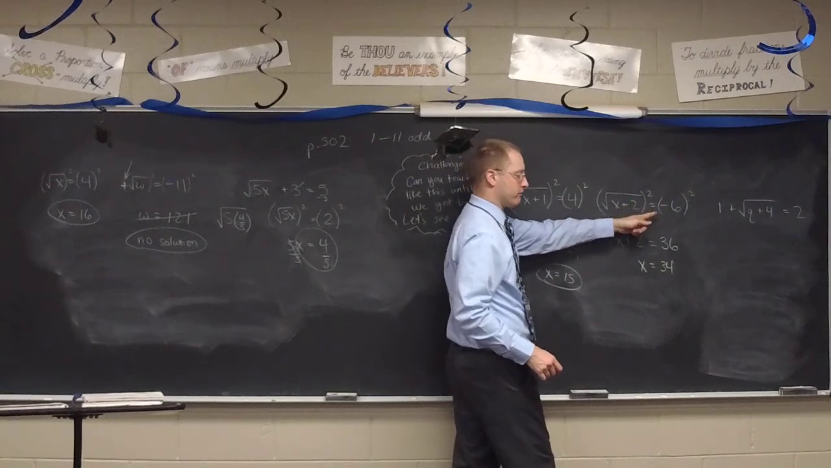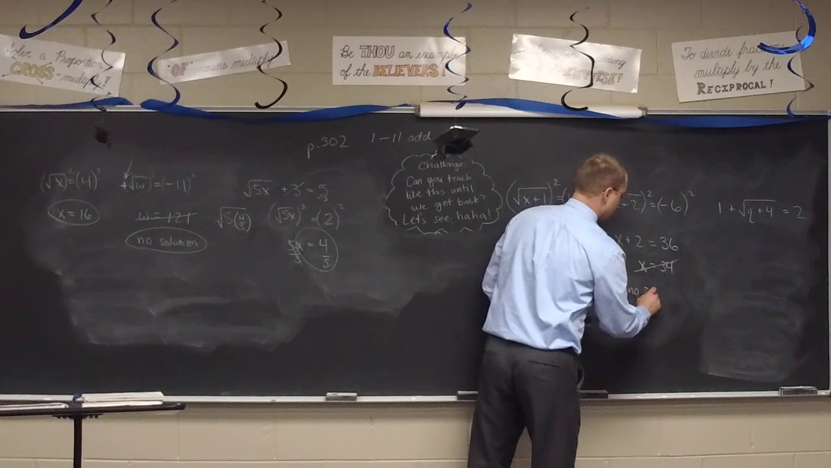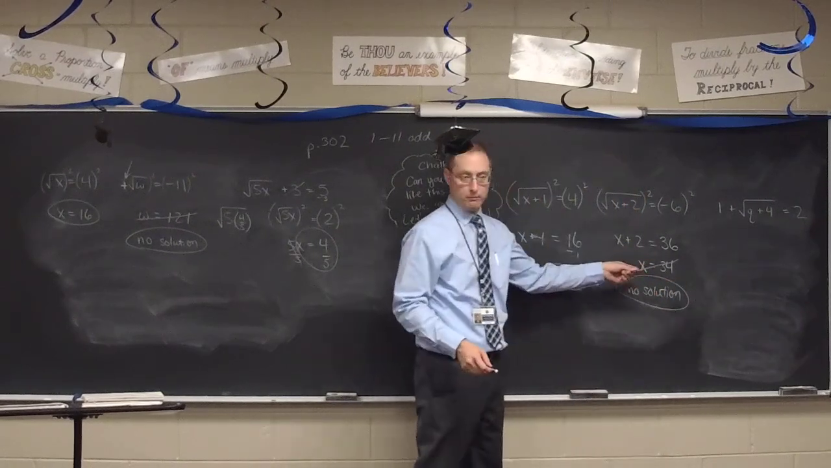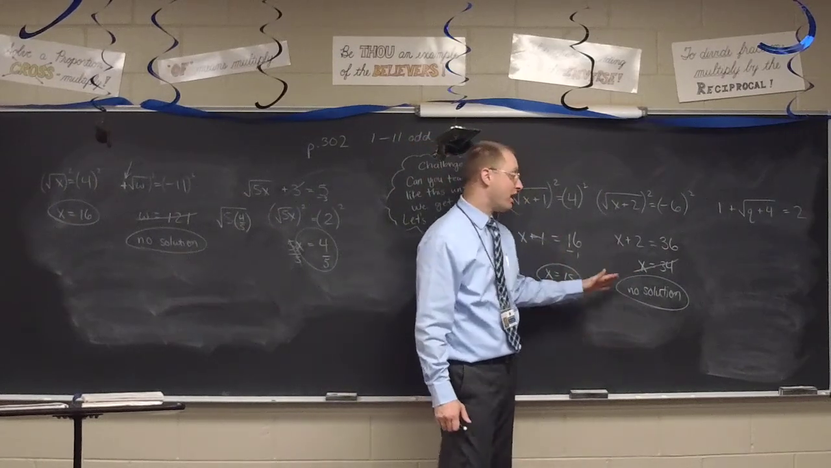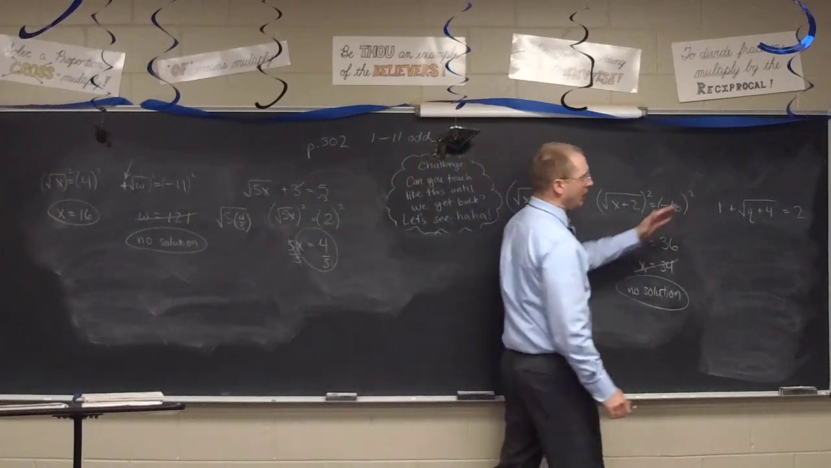negative 6. What do I write for my answer? No solution. What kind of root is the 34? Extraneous. It's not a wrong answer necessarily. I didn't mess anything up. It's an extra root that doesn't check. It's an extraneous root. Look at the next one.